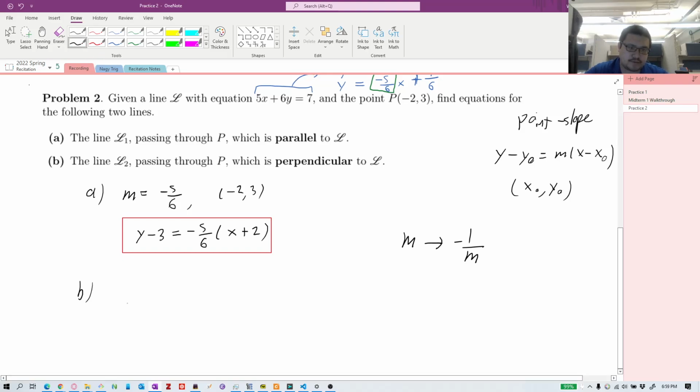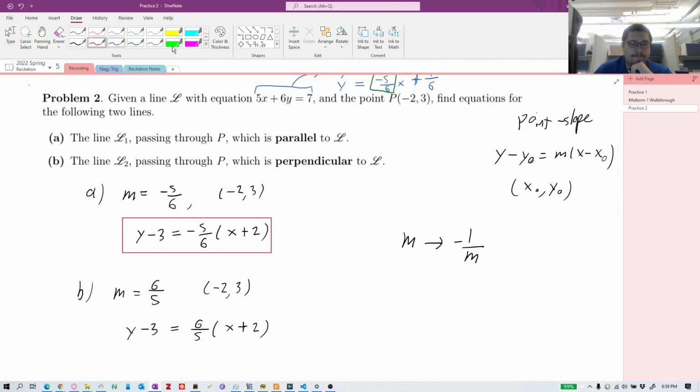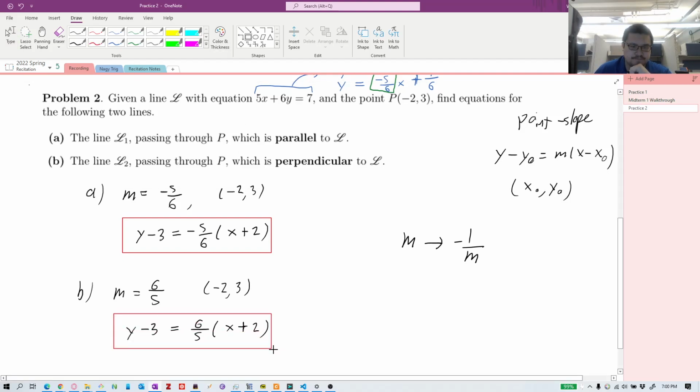Right. So for part B then, the slope that we want our line to have is the negative reciprocal of the given. So in this case, it's going to be 5 over 6, or 6 over 5, sorry. And then, of course, the point that we want it to pass through is the same point. And all that happens to the equation of the line is we just change the slope. 6 over 5, and then x minus x naught, which, just like before, the negatives will double up and become a plus. So we get this. Great. Let me go ahead and box this.